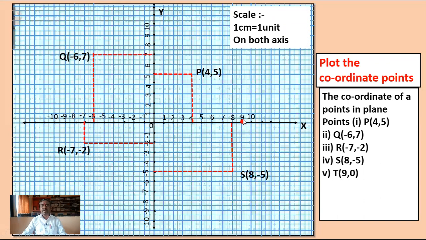This point 9 is the x coordinate of point T. Therefore, the point T lies on the x axis, T 9, 0. Similarly, next point is A, 0, 8. X coordinate is 0 and y coordinate is 8. Therefore, point A lies on the y axis.